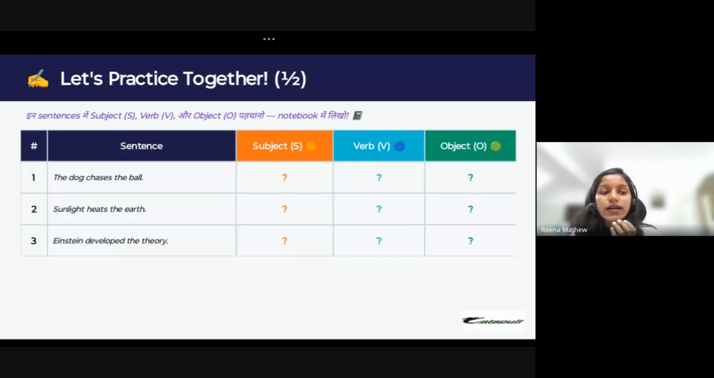So Einstein developed the theory. This is the third sentence. So the verb is developed. Who is developing? That is the subject. So tell me the answer.